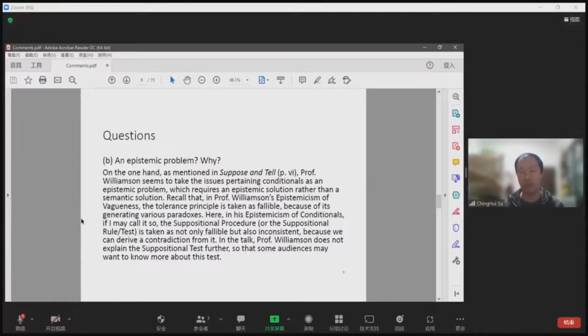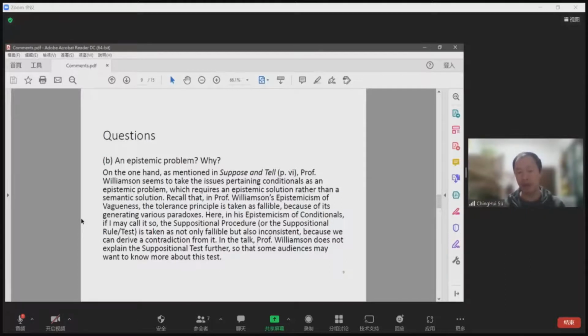Recall that in Professor Williamson's epistemicism of vagueness, the Torrent principle is taken as fallible because it generates various paradoxes. Here, in his epistemicism of conditionals, if I may call it so, the suppositional procedure or suppositional test or rule is taken as not only fallible but also inconsistent, because we can derive a contradiction from it.